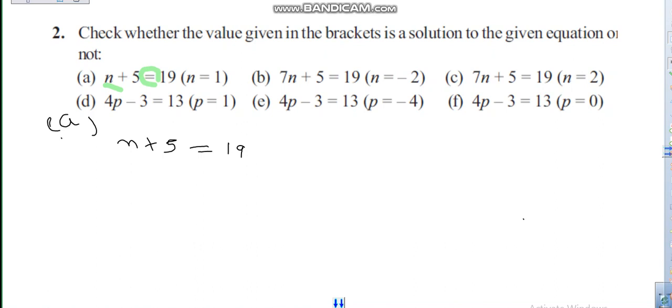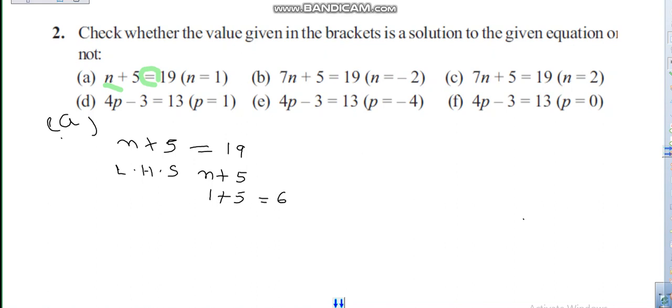Here the given value of n is equal to 1. Now n is in the left hand side, so I will put n only in the left hand side. Now I am taking the left hand side, n plus 5. Now the value of n is given 1, so I am taking n is 1 and finding the answer. 1 plus 5 equals to 6.